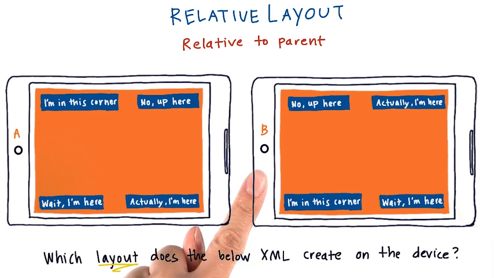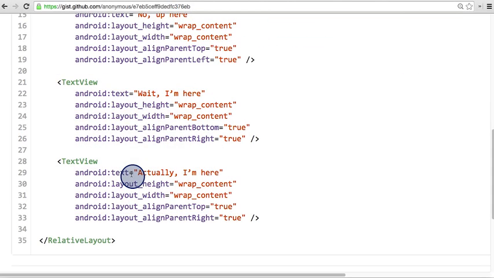For option B to be fully correct, the last text view should be located in the top right corner of the screen. And it should say, "Actually, I'm here." And indeed, the last text view says, "Actually, I'm here." And it's aligned to the parent's top and right edges.